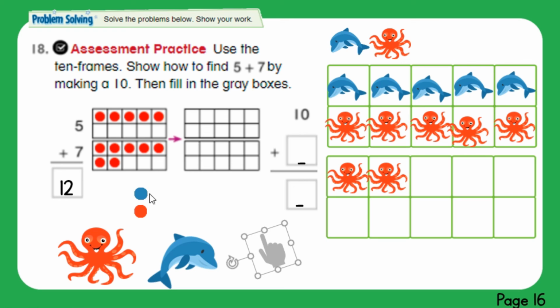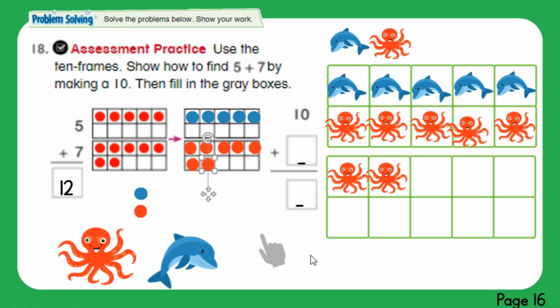Okay, in first we need 5, to just draw simple 5 counters. Here I have got 4 and 5. And in the next tens frame, I'm going to place 7 counters. 1, 2, 3, 4, 5, 6, and 7.